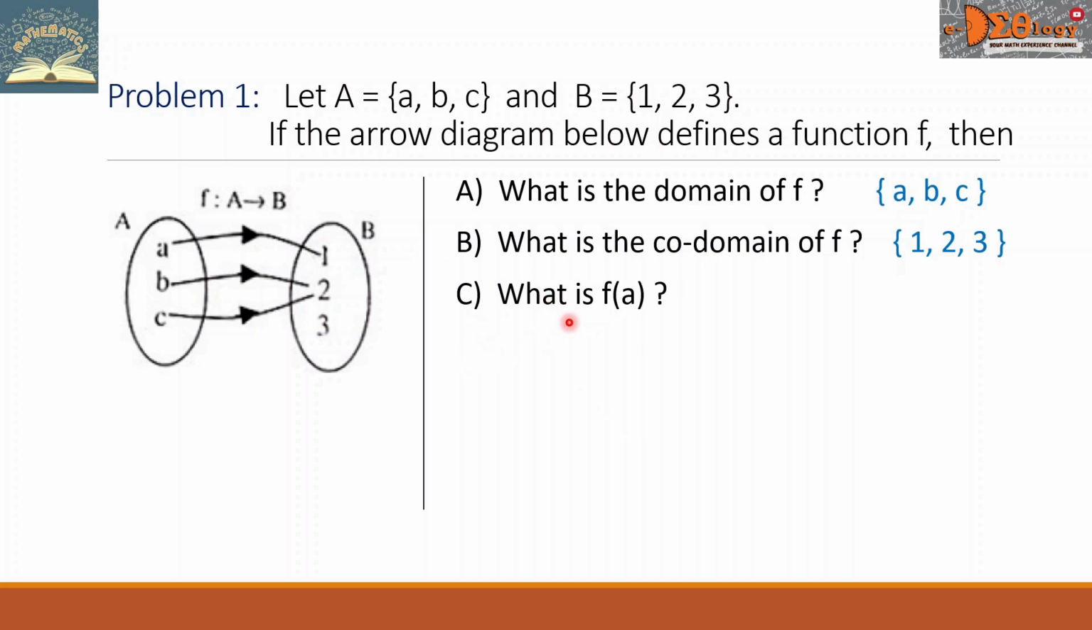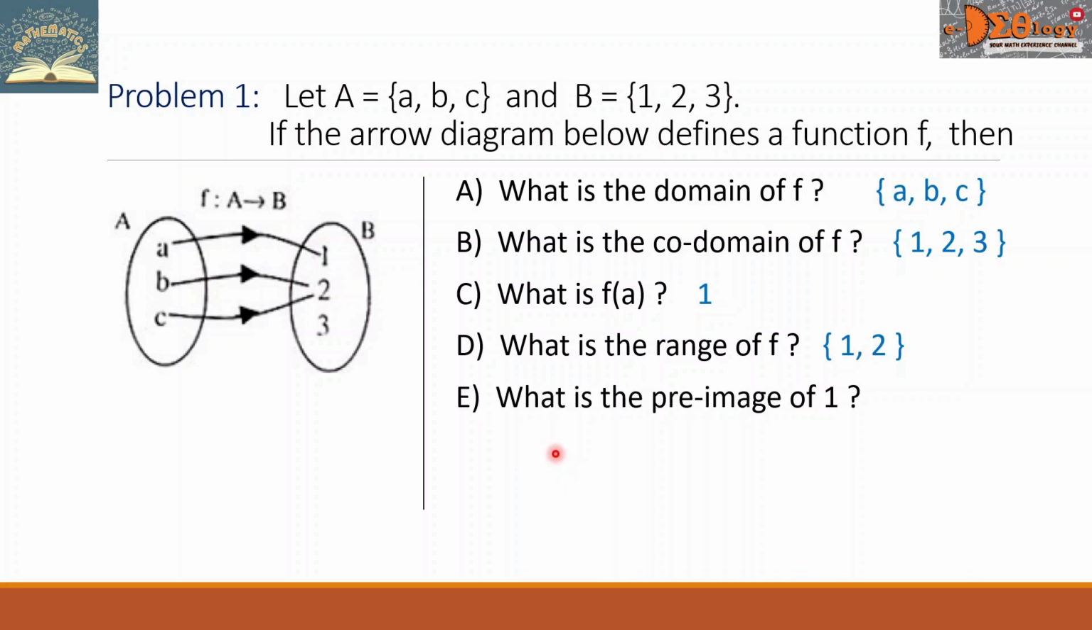Letter C. What is f of a? A is here. It points to number 1 on the other set. That means f of a equals 1. Letter D. What is the range of f? The answer is 1 and 2.